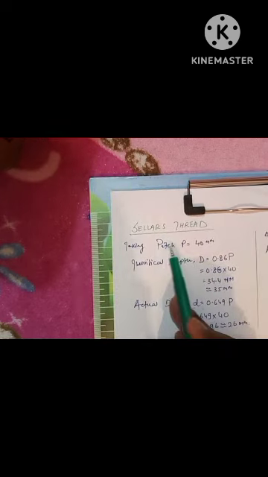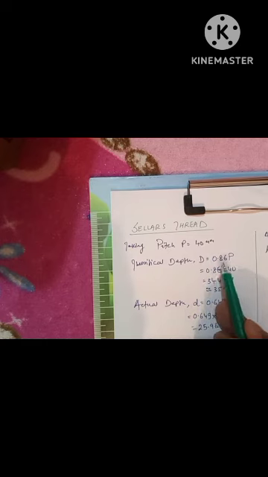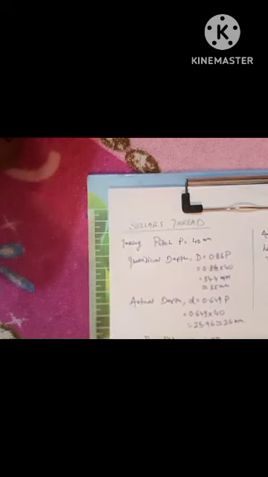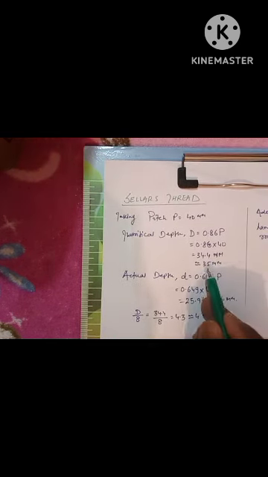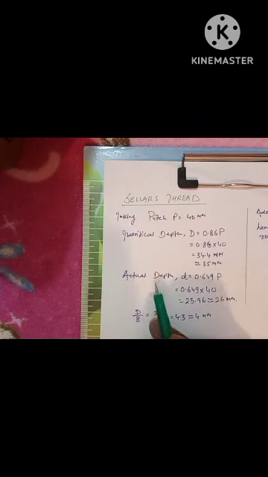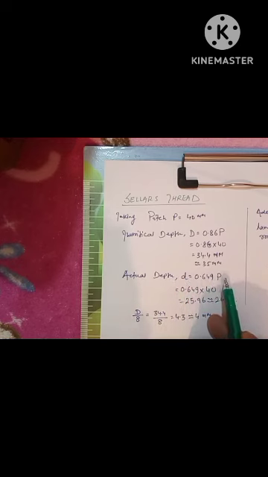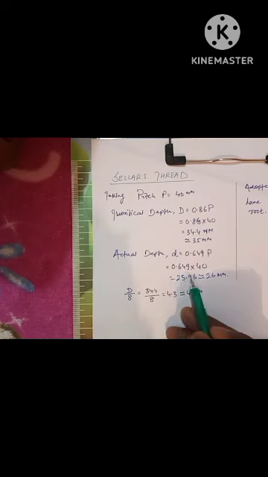Again we will take the pitch as 40 mm. The theoretical depth capital D is equal to 0.86 p in the case of Sellers thread. So 0.86 into 40 comes out to around 34.4 mm, so approximately we will take a round value of 35 mm. The actual depth, small d, is equal to 0.649 p, where p is the pitch. So 0.649 into 40 comes out to around 25.96, that is approximately 26 mm.